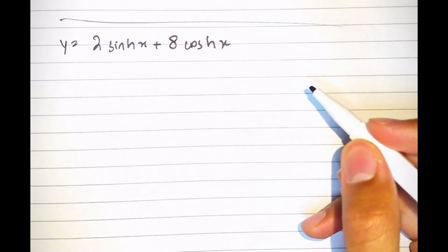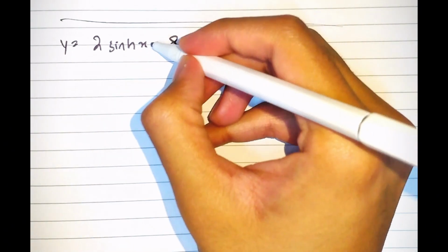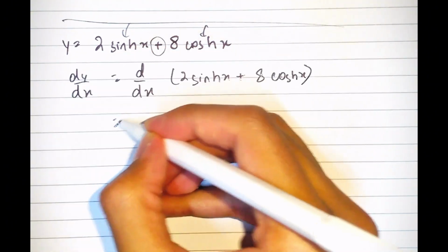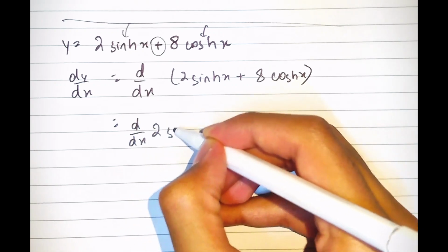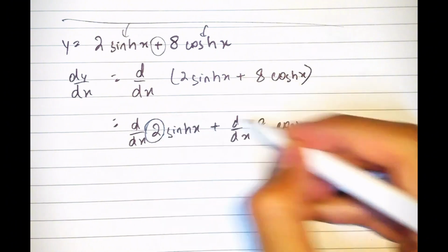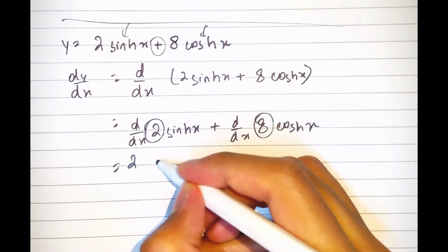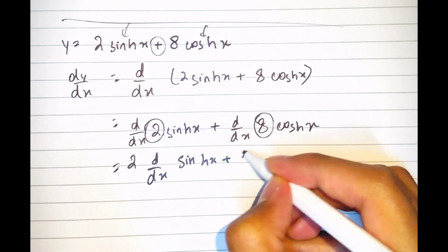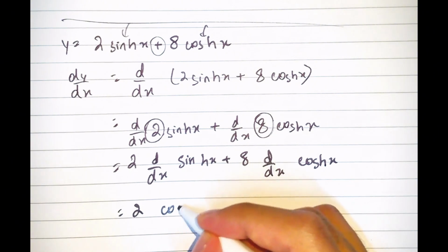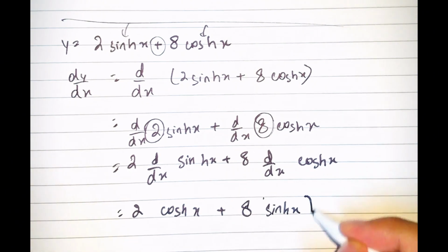Okay, so now we have to find the derivative of 2 sine hyperbolic x plus 8 cos hyperbolic x. Of course these are being added, so we have to apply the differentials on both of these terms. Then the derivative of 2 sine hyperbolic x plus the derivative of 8 cos hyperbolic x. Of course 2 and 8 are constants, so we can separate them. The derivative won't have any effect on them. So 2 plus 8 d by dx. What is the derivative of sine hyperbolic x? It is cos hyperbolic x. What is the derivative of cos hyperbolic x? It is sine hyperbolic x, and that's the final answer.